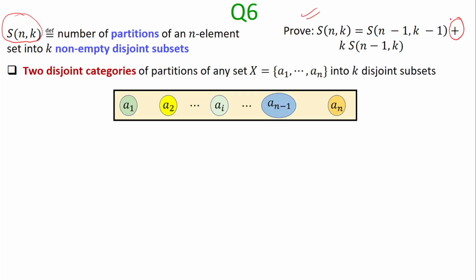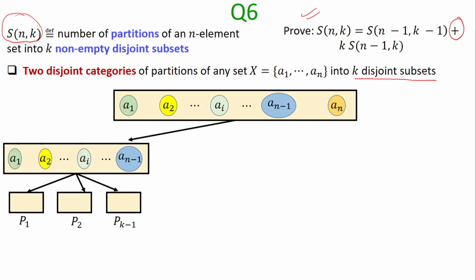Indeed, that's the case. So consider an arbitrary set X consisting of n elements, which I denote as A1 to AN, and I have to find out in how many ways I can partition this collection into k disjoint subsets, such that if I take the union of those subsets, I get the whole set X, and the subsets should be pairwise disjoint. So I can have two categories of partitions.